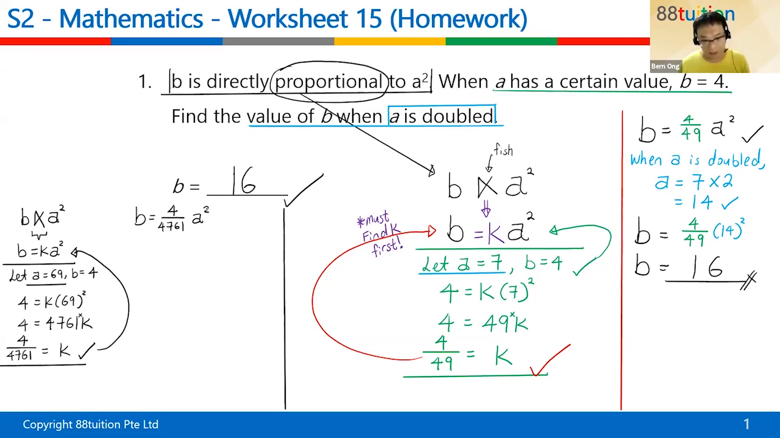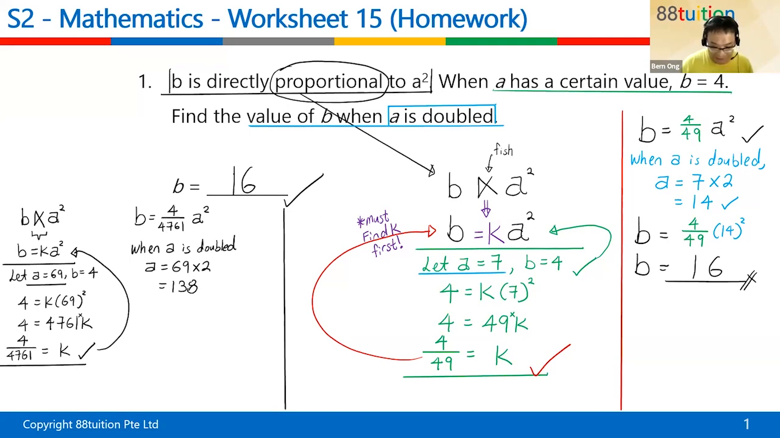So now the question says, find the value of B when A is doubled. What's the meaning of A is doubled? Sherman, because you chose this number, can you tell me what is the value of A when it is doubled? Doubled means times 2, right? What is 69 times 2, please, Sherman? No calculator. Oh, okay, he got a calculator. 138. So now your A is 138.